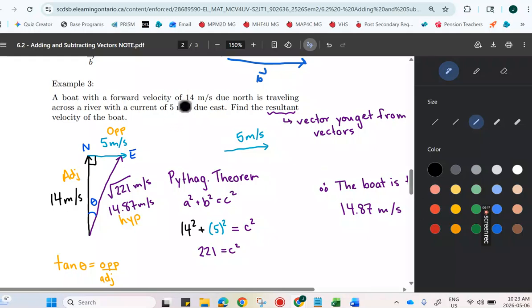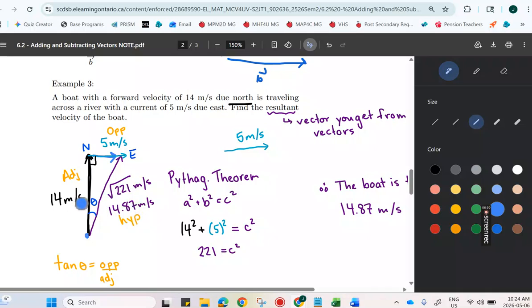A boat with a velocity of 14 meters per second due north, so that's this first line here, is traveling across the river with a current of 5 meters per second due east, which means there's a current pushing the boat this way, to the east, to the right. Find the resultant velocity of the boat. So the resultant velocity of the boat will be the purple line, from tail to head. Now, how would we solve this?